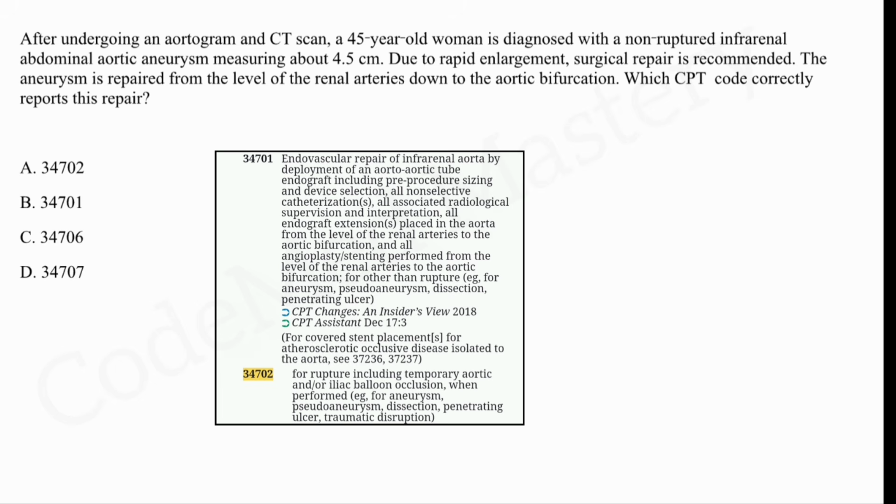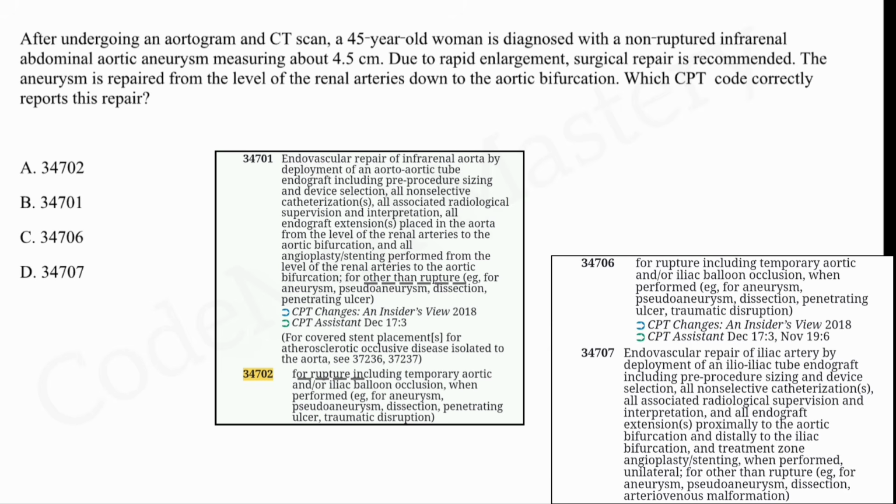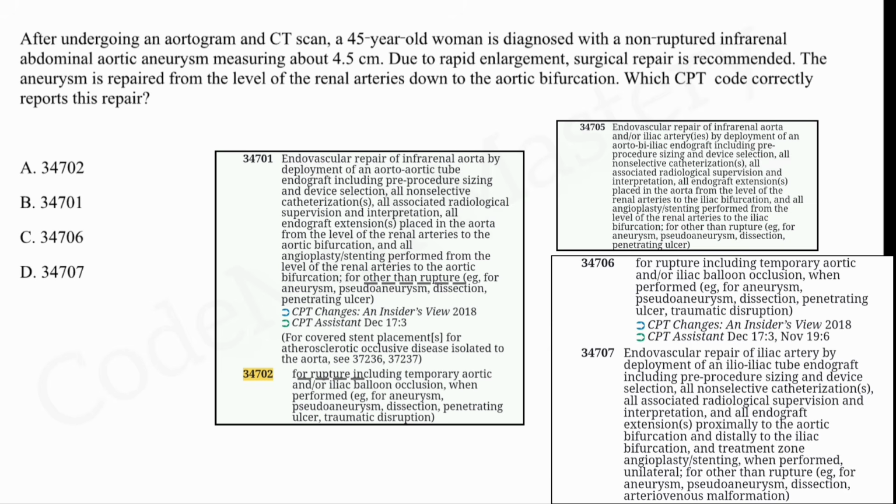You can see they have given angioplasty stenting performed from the level of renal arteries to the aortic bifurcation for rupture including temporary aortic or iliac balloon occlusion when performed, pseudoaneurysm, dissection, penetrating ulcer, traumatic disruption. And 34701 is for other than rupture. 34702 is for rupture. And option C 34706 is for endovascular repair of infrarenal aorta or iliac arteries by deployment of aortobiiliac endograft for rupture including temporary aortic or iliac balloon occlusion when performed. So it is for rupture.